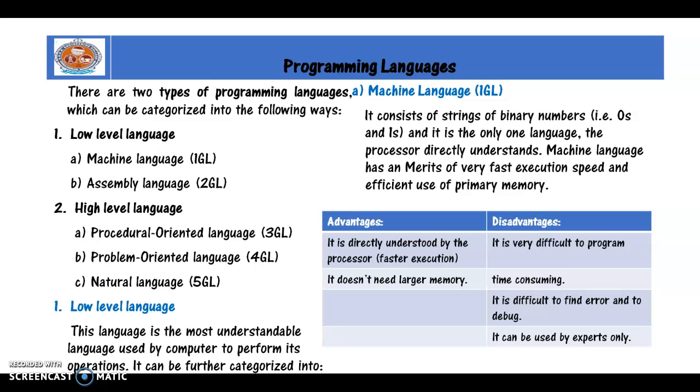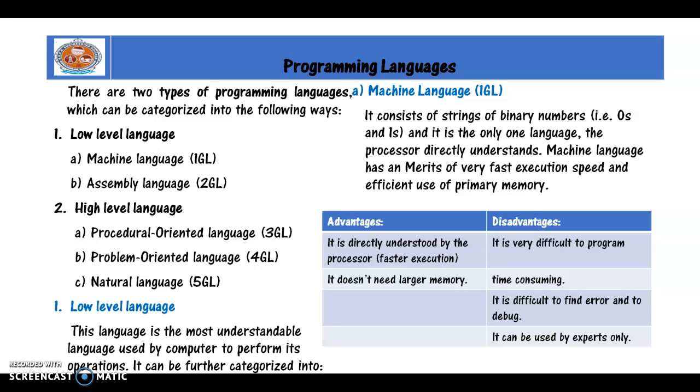Coming to the machine language, we can say it is a group of zeros and ones, or a string of zeros and ones, because the machine understandable code is zeros and ones. So we are directly writing the code in zeros and ones. It has its own advantages and disadvantages.